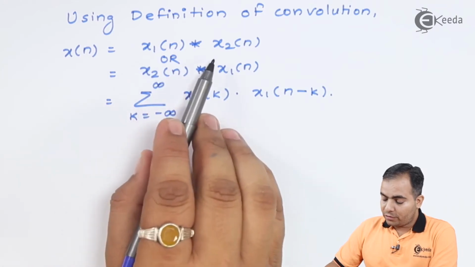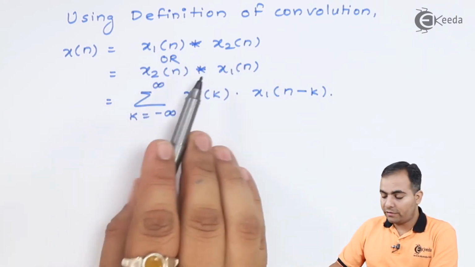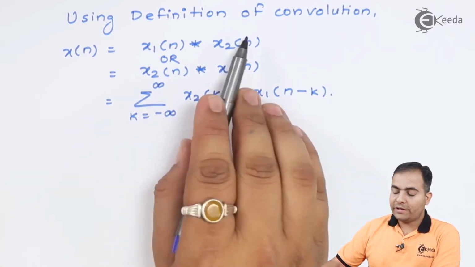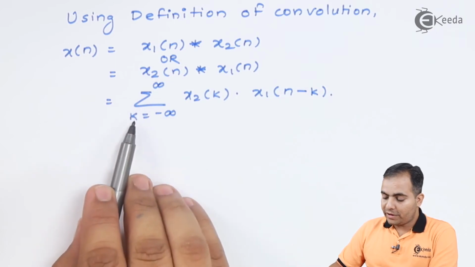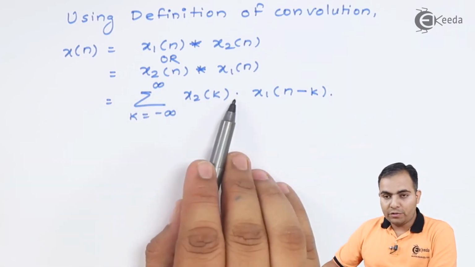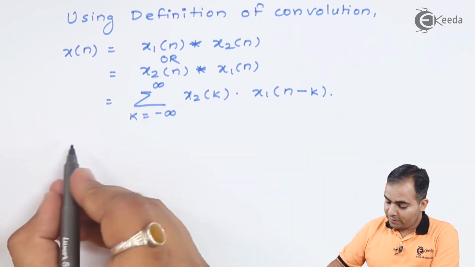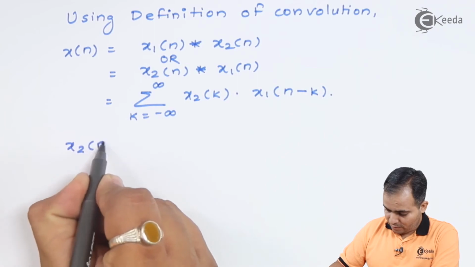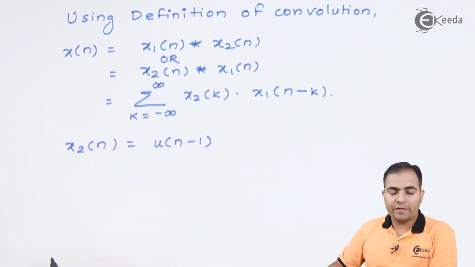So x1 of n can be convolved with x2 of n, or else you can say that x2 of n convolves with x1 of n. Now I will use the definition of convolution. According to the definition, we can write the summation where k varies from minus infinity to infinity of x2 of k into x1 of n minus k. Basically my x2 of n is u of n minus 1.